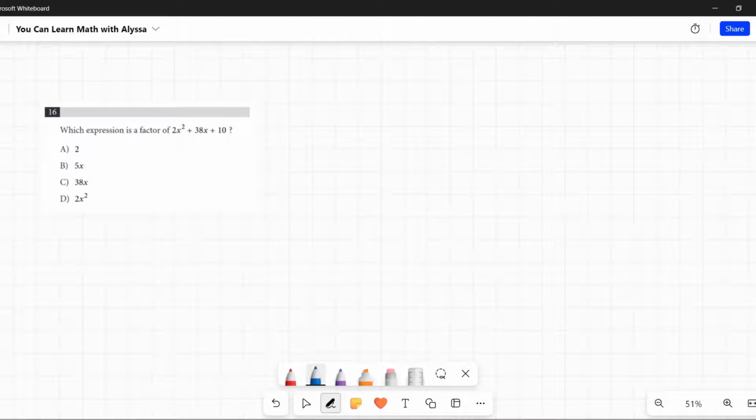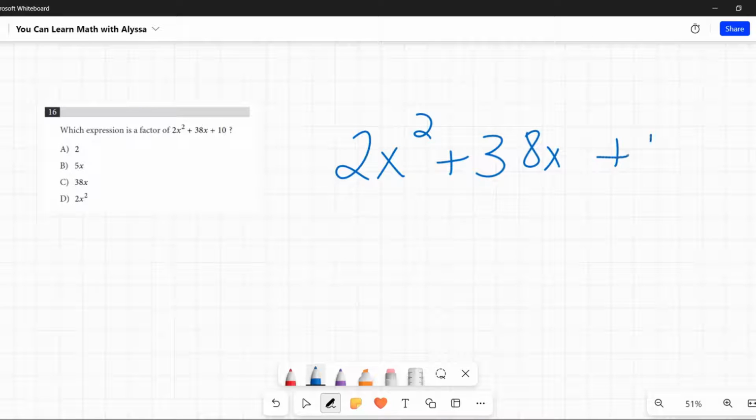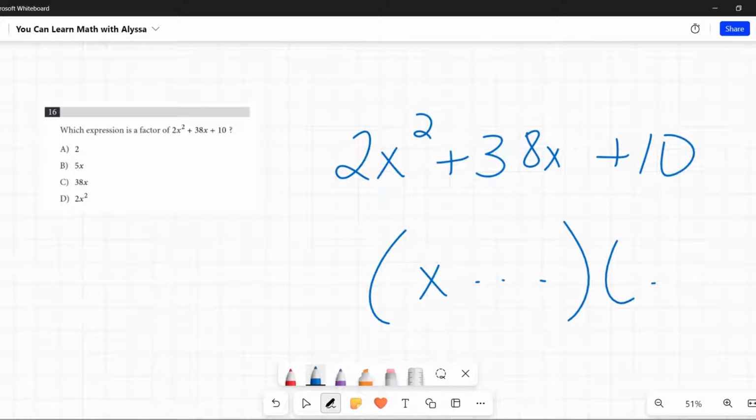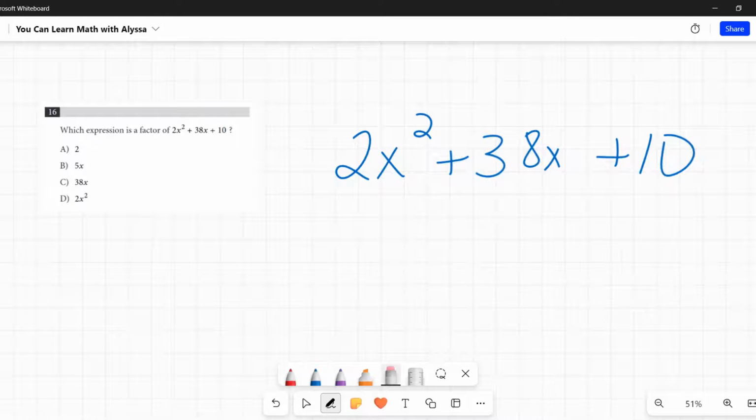16. Which expression is a factor of 2x squared plus 38x plus 10? So they're not asking us to do what we normally see with quadratic factoring, where you have an x plus times x minus, those kinds of binomials. They're just asking for a greatest common factor of these three terms. Now this has an x squared, this has an x, but the 10 does not have a variable, so I cannot pull out an x.